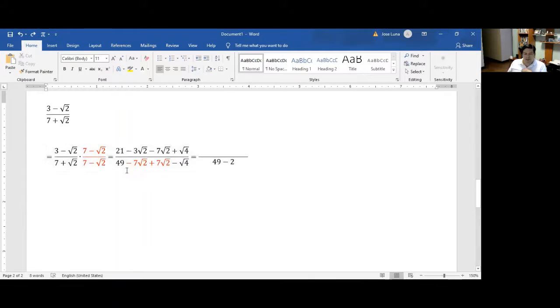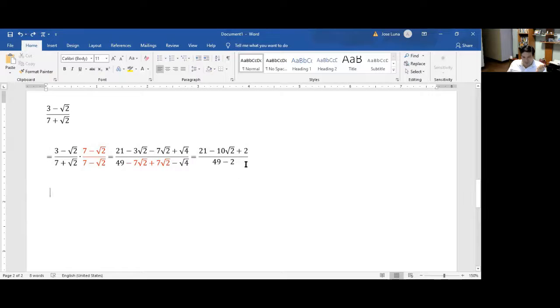Now in the numerator, notice this square root of 4 again here. How much is the square root of 4? 2. So we have 21 plus 2. Okay, and these two terms, notice they have the same radical. So minus 3 square root of 2 minus 7 square root of 2. We add the coefficients. That would be negative 10 square root of 2. And there I have written already the 2 instead of the square root of 4.